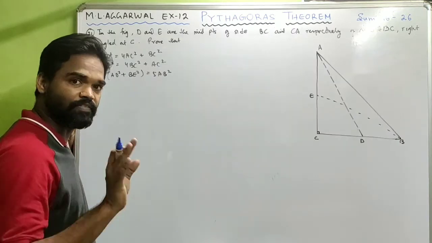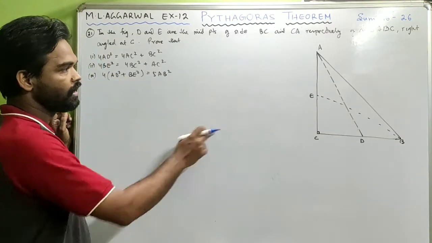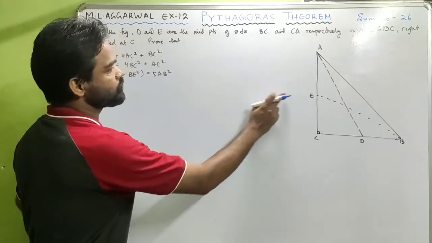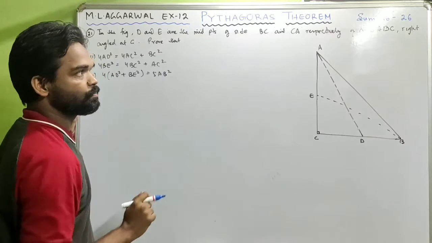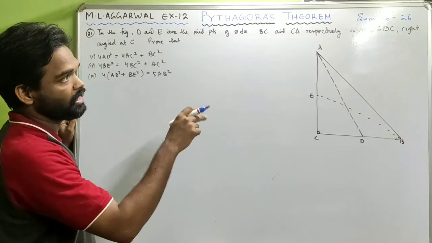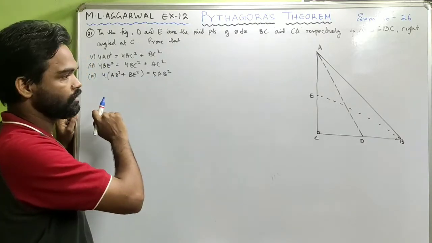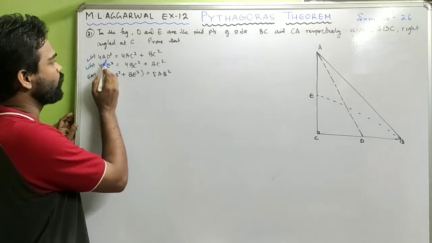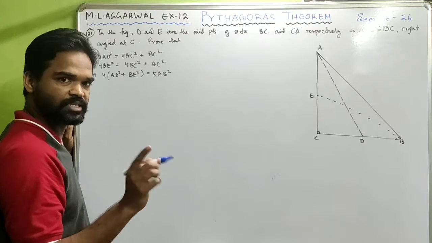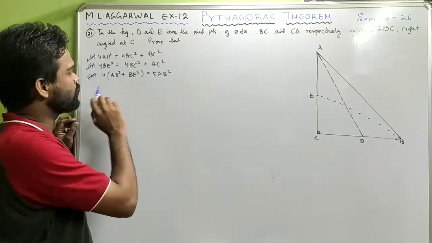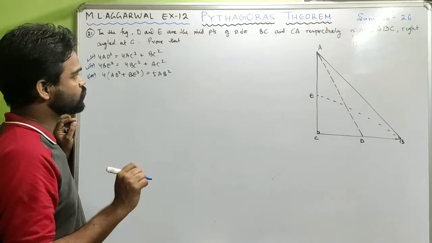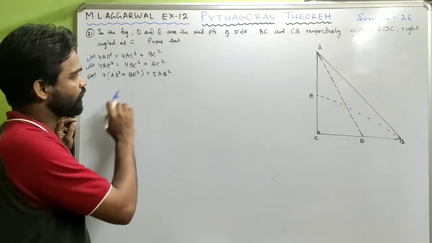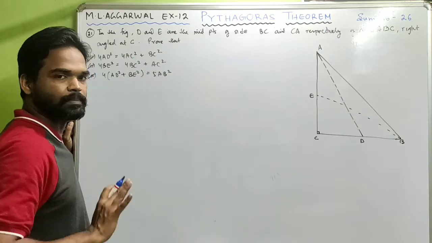Now look at this sum, very interesting. Sum number 21. In the figure, D and E are the midpoints of BC and CA respectively. In a triangle ABC, right angle at C, prove three things. First of all, 4AD square equals 4AC square plus BC square. 4BE square equals 4BC square plus AC square, and 4 times bracket AD square plus BE square equals 5 times AB square. Step by step.